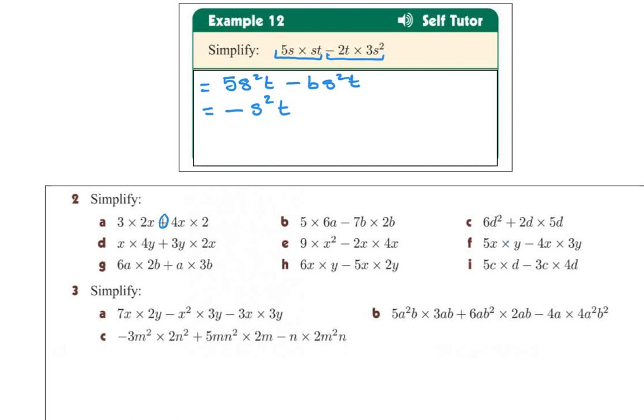All these questions are the same. The first term plus the second term, so it's not multiplication. First term minus the second term, not multiplication. Have a go at the questions in this box, then check your answers at the end of the video.